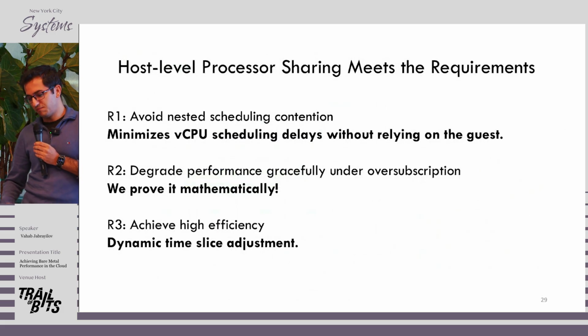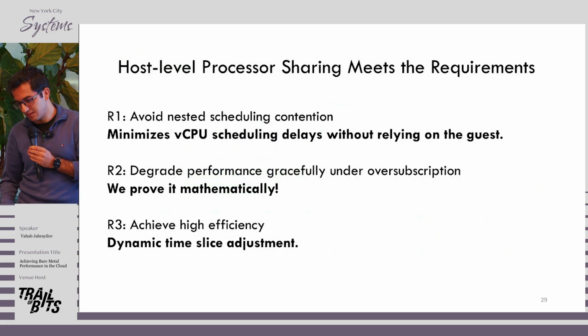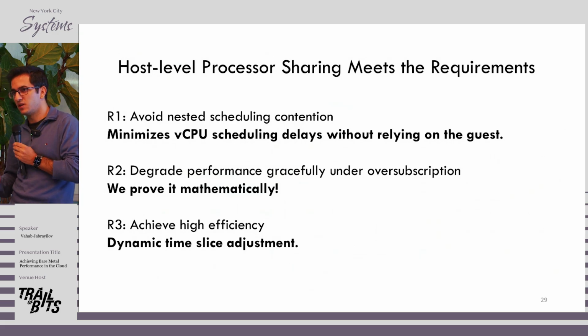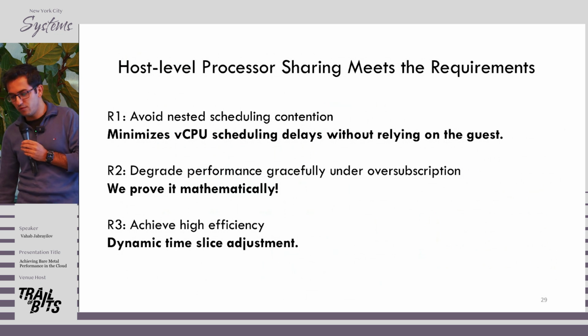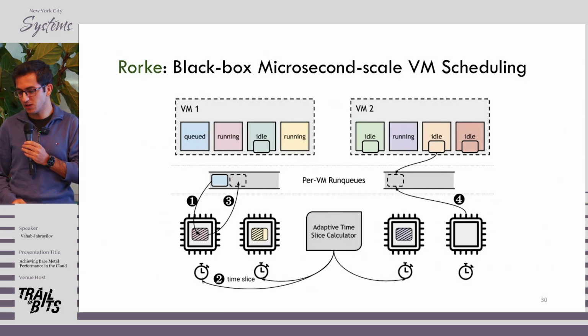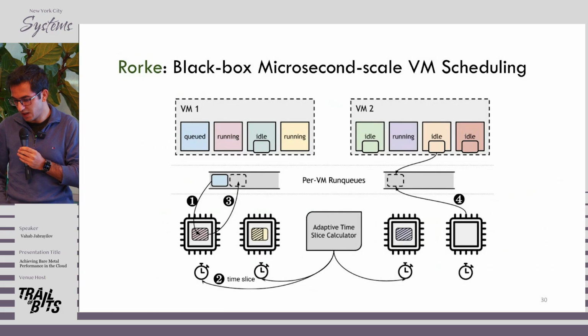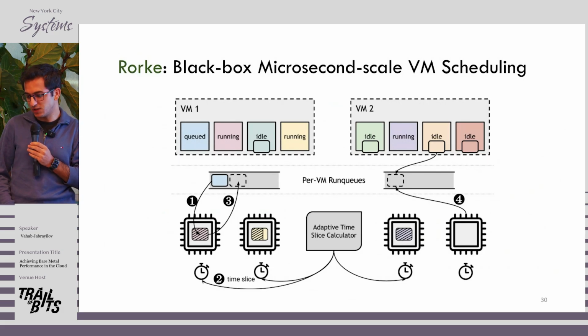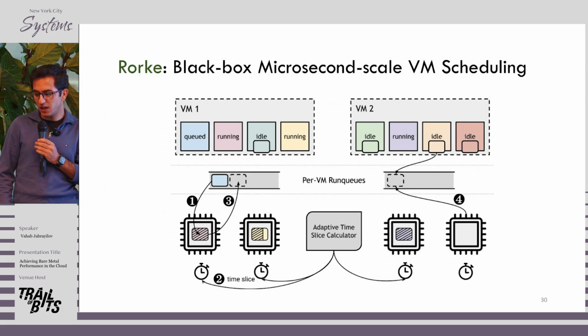Coming back to the requirements, we will see that this will minimize the delays, and we prove mathematically in our paper that the tail latency that you can suffer is capped by the factor of the oversubscription you will have here. To achieve the high efficiency, we will have dynamic time slice adjustment, which I'll talk more about. So we come to the second system that we designed. We call it Rorke, which is a black box microsecond scale VM scheduler. It uses per-VM run queues and microsecond scale preemption. Here the time slice length is adaptive.